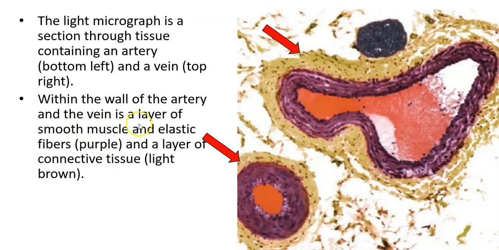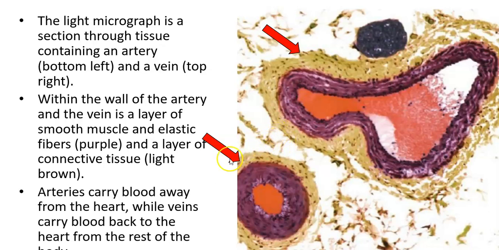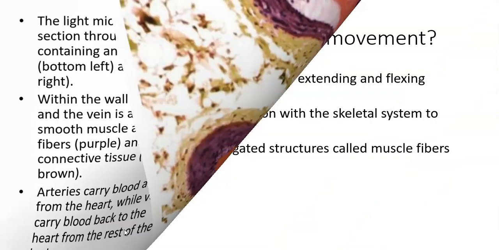Within the wall of the artery and the vein is a layer of smooth muscle and elastic fibers, which are purple in color, and a layer of connective tissue which is light brown, and this is blood. Arteries carry blood away from the heart, while veins carry blood back to the heart. This is what I already explained.